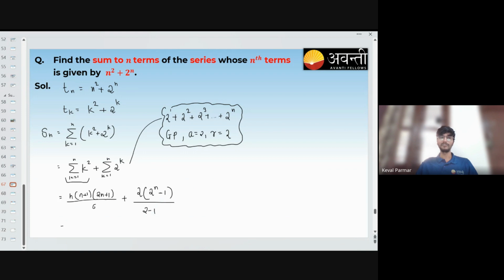So here we cannot simplify any further. We'll just have to write the same thing: n into n plus 1 into 2n plus 1 upon 6, plus 2 into 2 raised to the power n minus 2. This is my answer. You cannot take common or simplify any further. That's why. Got it? Is it clear till here?